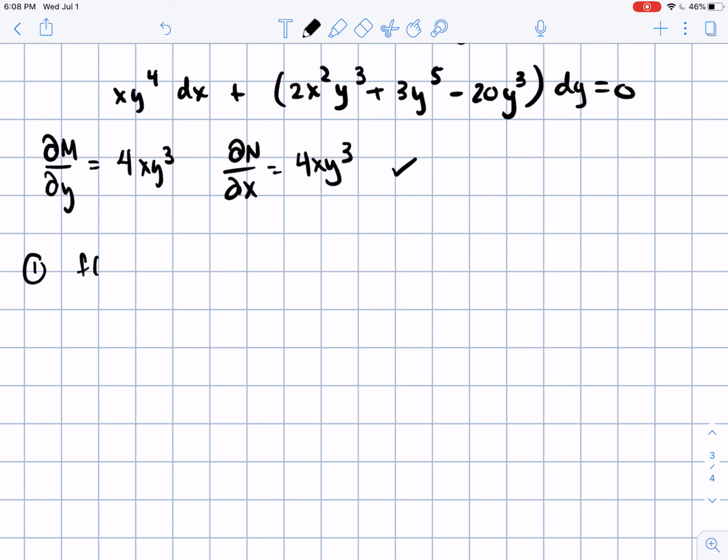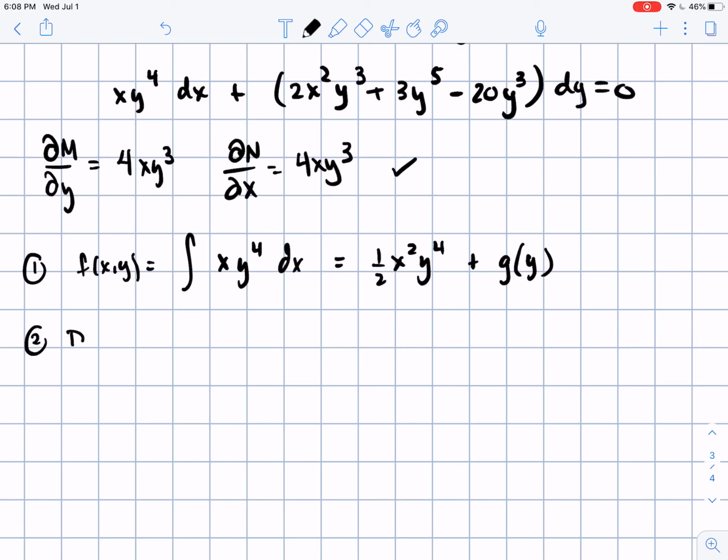So let's start with, our function is going to be the integral of whatever part you pick first, right? So I'm going to pick the first term with respect to x, and here I'll get 1/2 x squared y to the 4th plus some function of y that we don't know yet. Number 2, what is your derivative of that first part with respect to y? In this case I would get 2x squared y to the 3rd plus g prime of y.